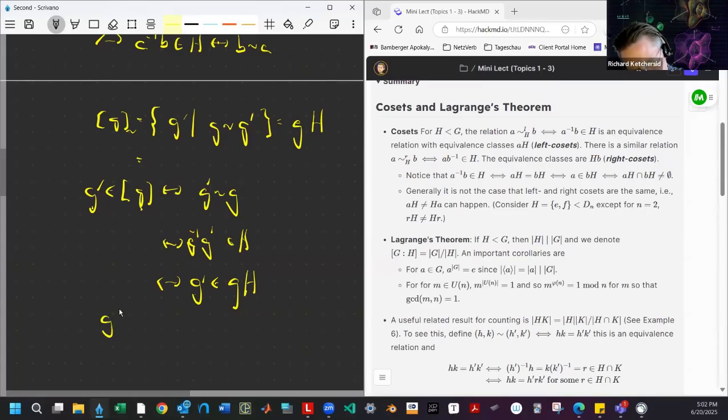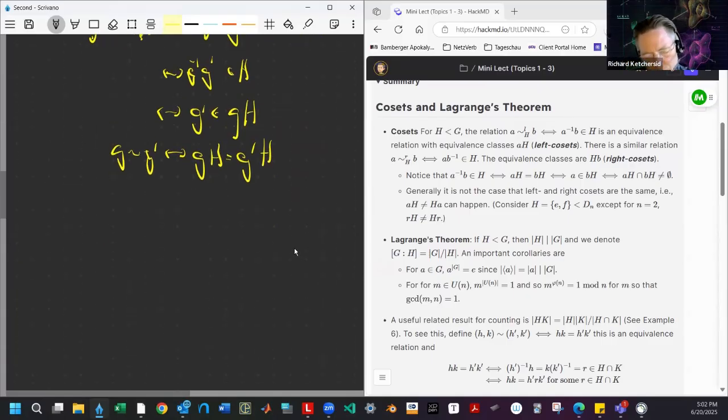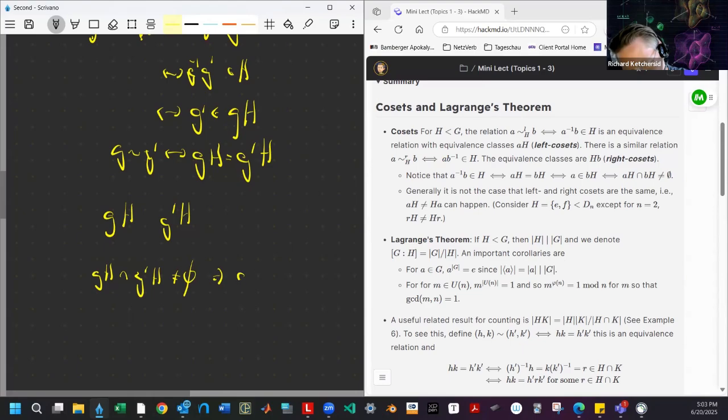And then we see this could be another definition for the equivalence too. We see from that g is equivalent to g prime if and only if gH is equal to g prime H. And this is important because if we look at a gH and a g prime H, we know that if gH intersect g prime H is non-empty, then gH equals g prime H. And this is just what it means to be a partition, right?